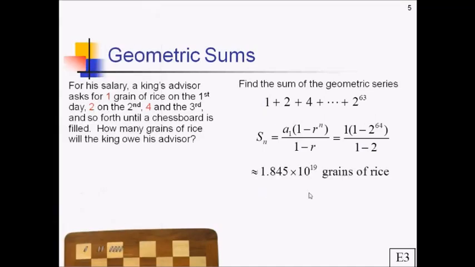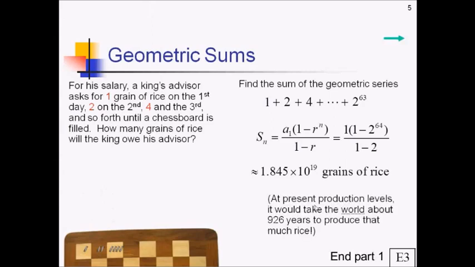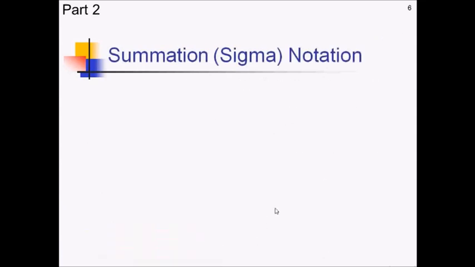Very big number. Suffice it to say that it would take the world at present production levels about 926 years to make that much rice. So I'm not sure the advisor's getting the job. At this point, we're going to shift gears to talk about different ways of writing out series of any kind.